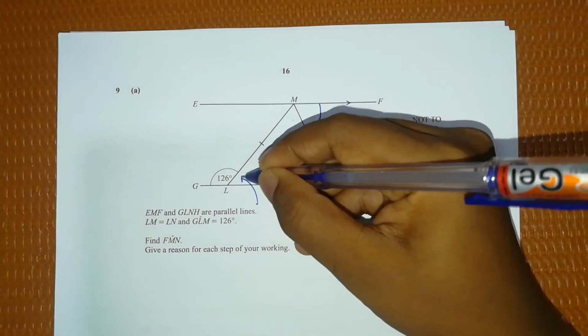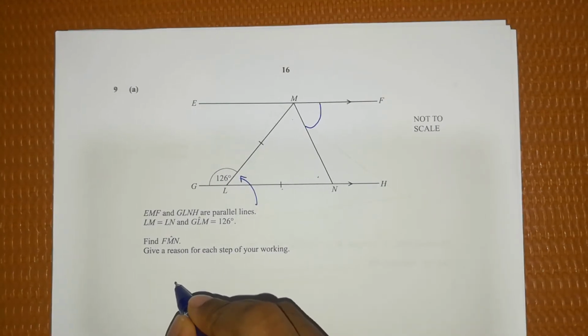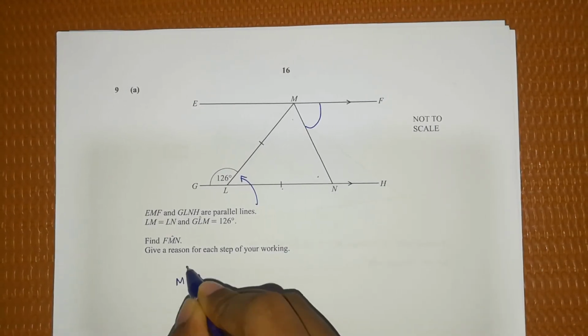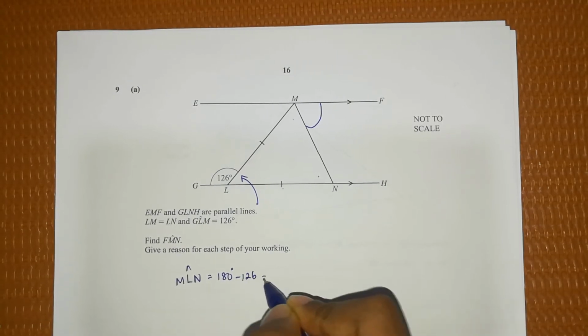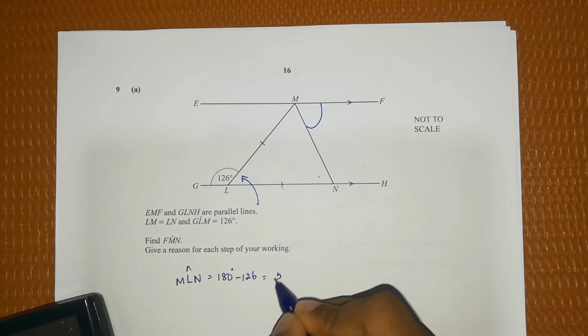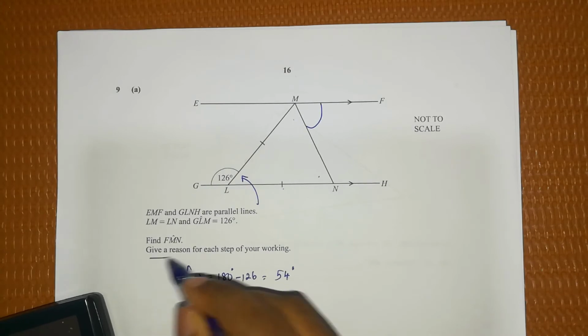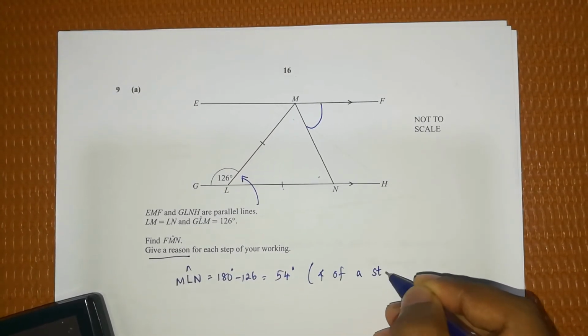That is, let's take MLN, that is 180 minus 126. 180 minus 126, that is 54. And they ask you to give a reason, that is angles on a straight line.